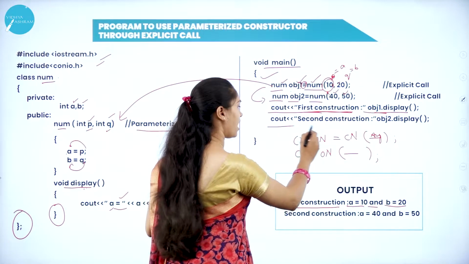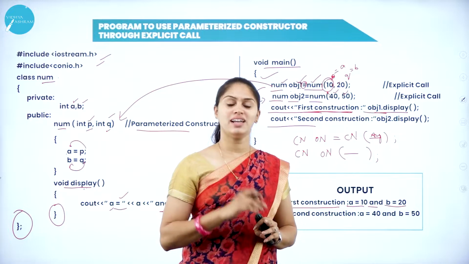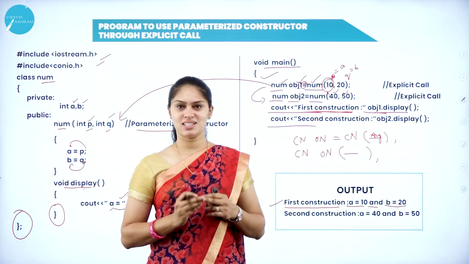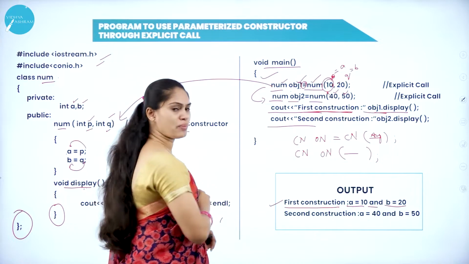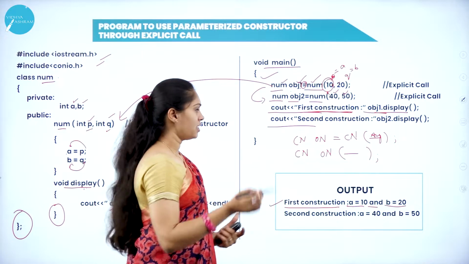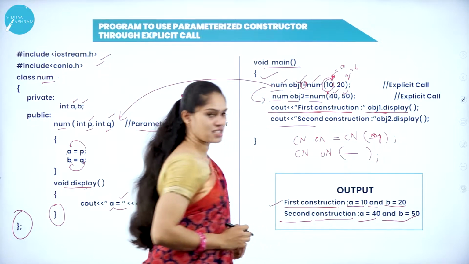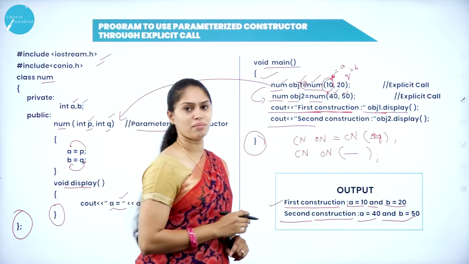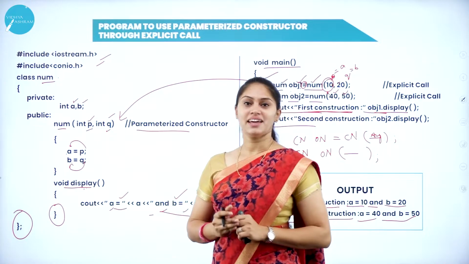After that I have one more line, that is cout second construction is equal to obj2 dot display. With the help of the second object, I am calling the display member function. When I am calling it, the control will be moved to the display function. Again the values of P and Q will be assigned to A and B. Then I am going to have a line like second construction, A is equal to 40 and B is equal to 50. After that, I have the closing of void main, that is, the main function will get closed here. This is regarding explicit call.